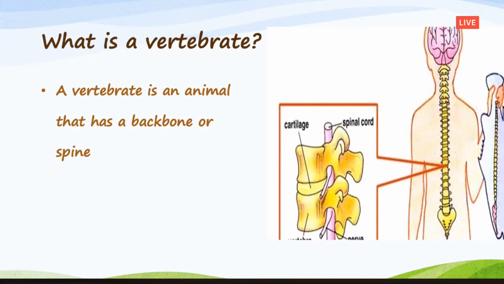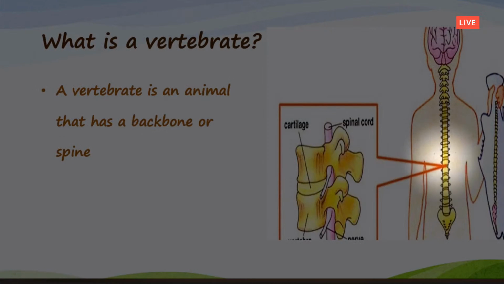What is a vertebrate? Now, a vertebrate is an animal that has a backbone or spine. And as you can see in the little corner there, it's showing on us as human beings our spine or our backbone. The spinal cord is the nerve, and the bony part of it is called the backbone.